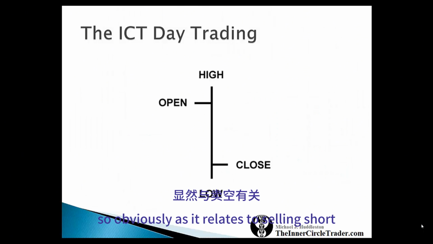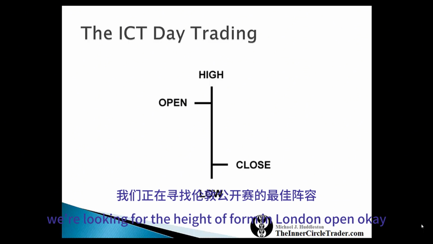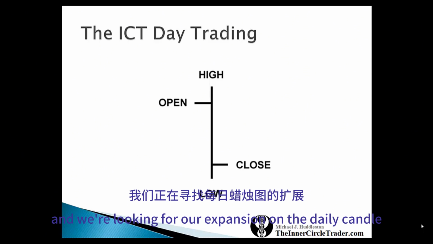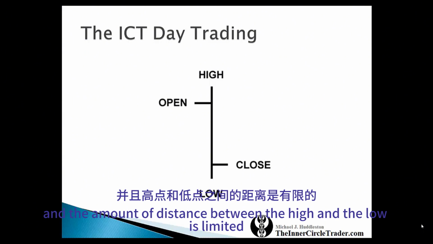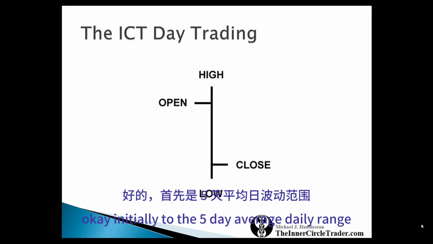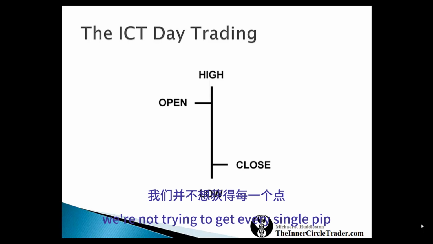So obviously, as it relates to selling short, we're looking for the same thing, just in reverse. We're looking for the high to form in London Open, just a little bit above the opening price, and we're looking for expansion on the daily candle or range to a lower close on the day. The distance between the high and the low is limited, initially, to the 5-day average daily range.